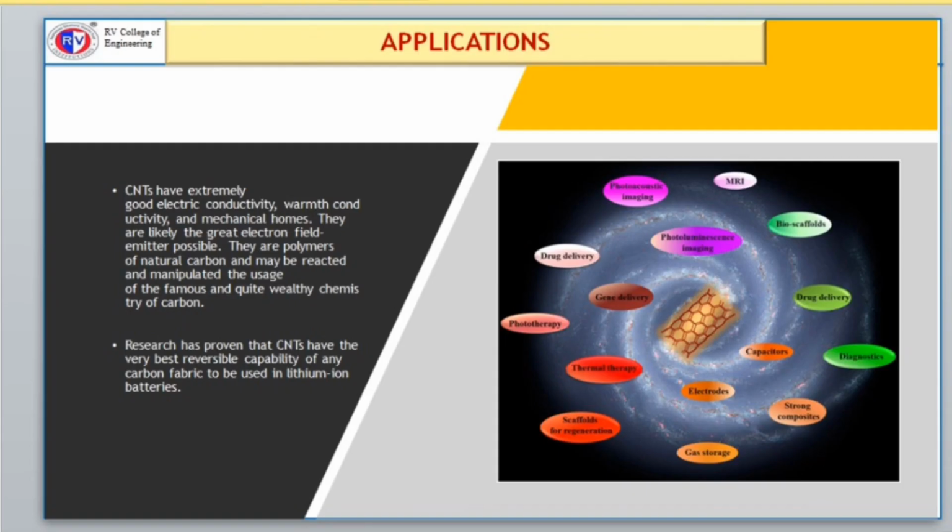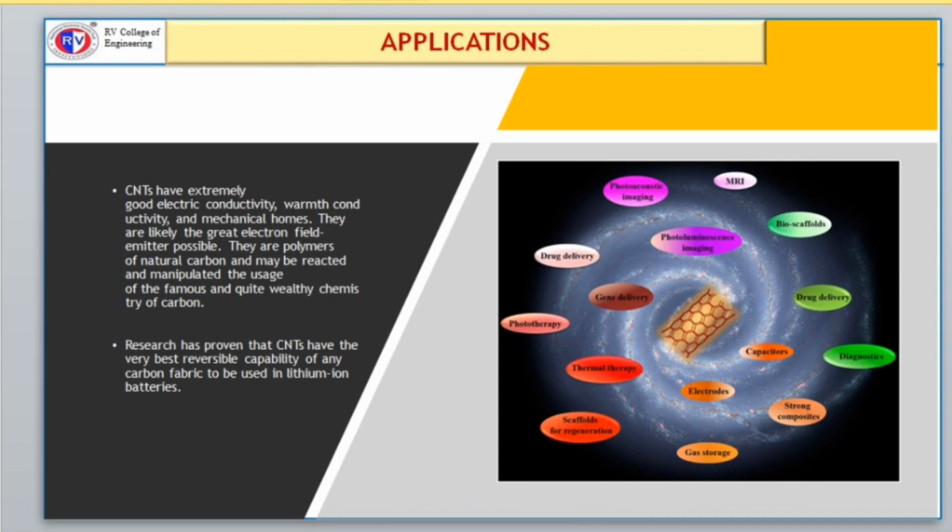They have exceptional electrical conductivity and heat conductivity. Furthermore, carbon nanotubes have also been used as light absorber and photocarrier generation materials in solar cells. Research has also proven that carbon nanotubes have the best reversible capability of any carbon fabric to be used in the lithium-ion batteries that we see in our phones.